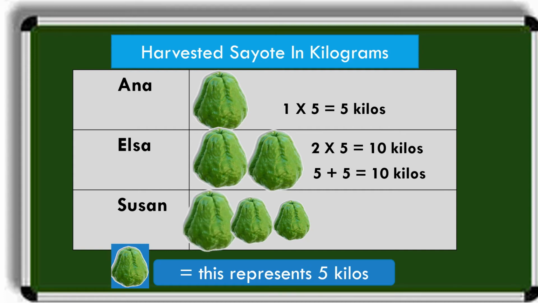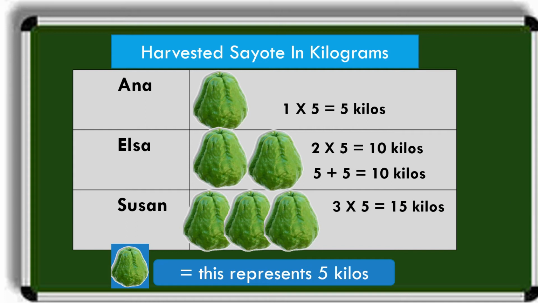Susan harvested 3 sayote. To get the answer, we multiply 3 by 5. 3 times 5 kilos is equal to 15 kilos. Another way is to add. 5 plus 5 plus 5 is equal to 15 kilos.